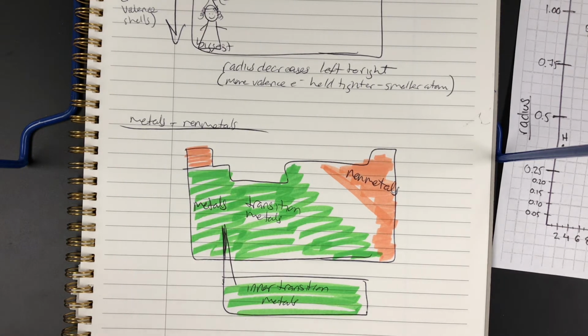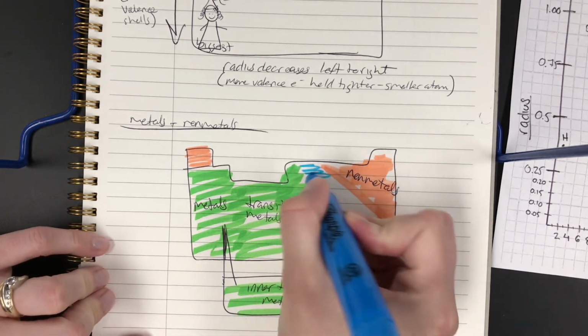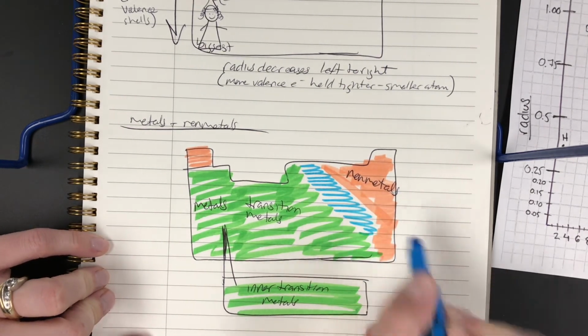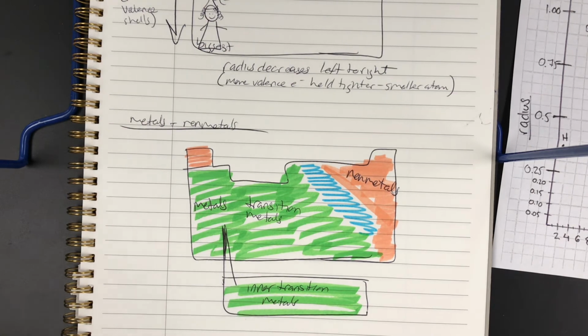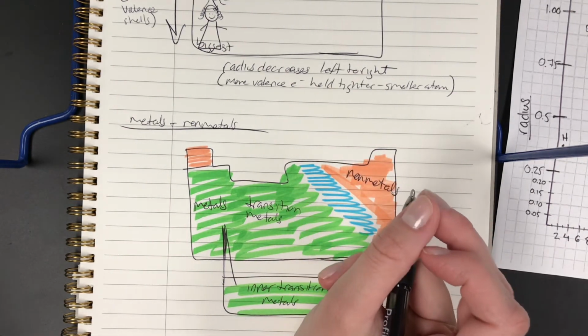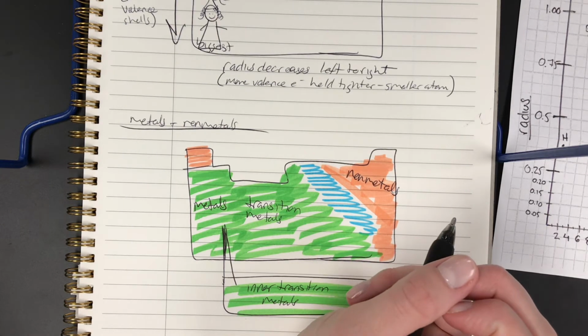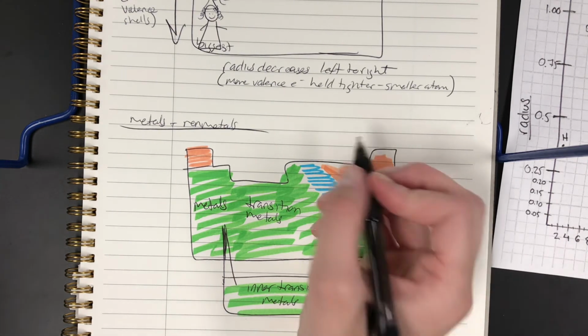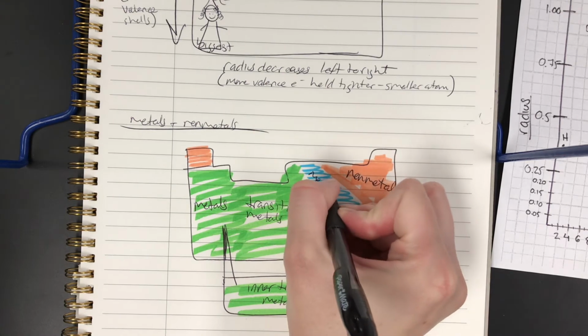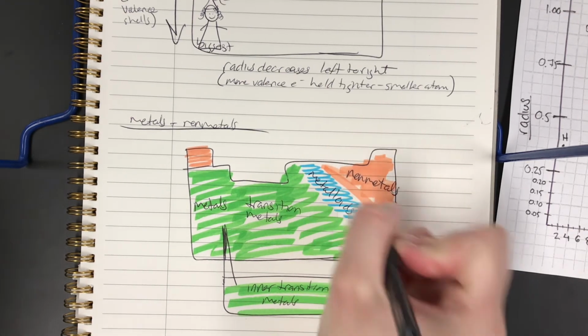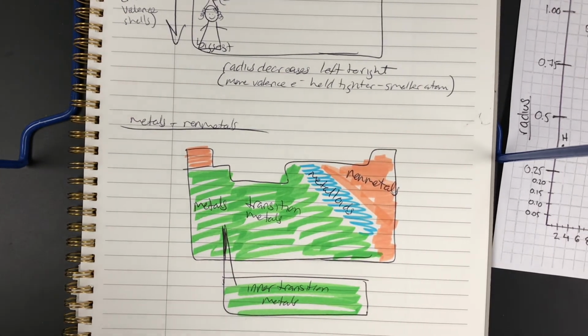Okay, last part we're gonna put on this one. What do we call these ones that are in the middle, that have some characteristics of metals and some characteristics of non-metals? What do we call these? Lloyd? Yeah, metalloids. They have some characteristics of metal, some characteristics of non-metal. Silicon would be a good example of a metalloid.